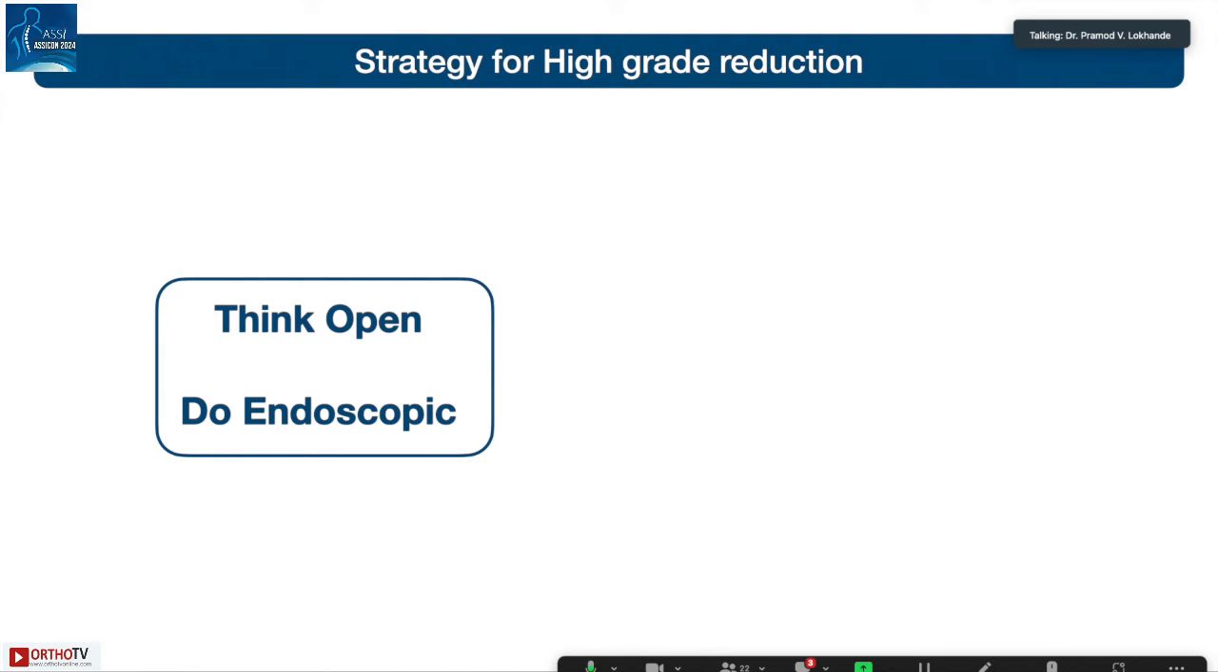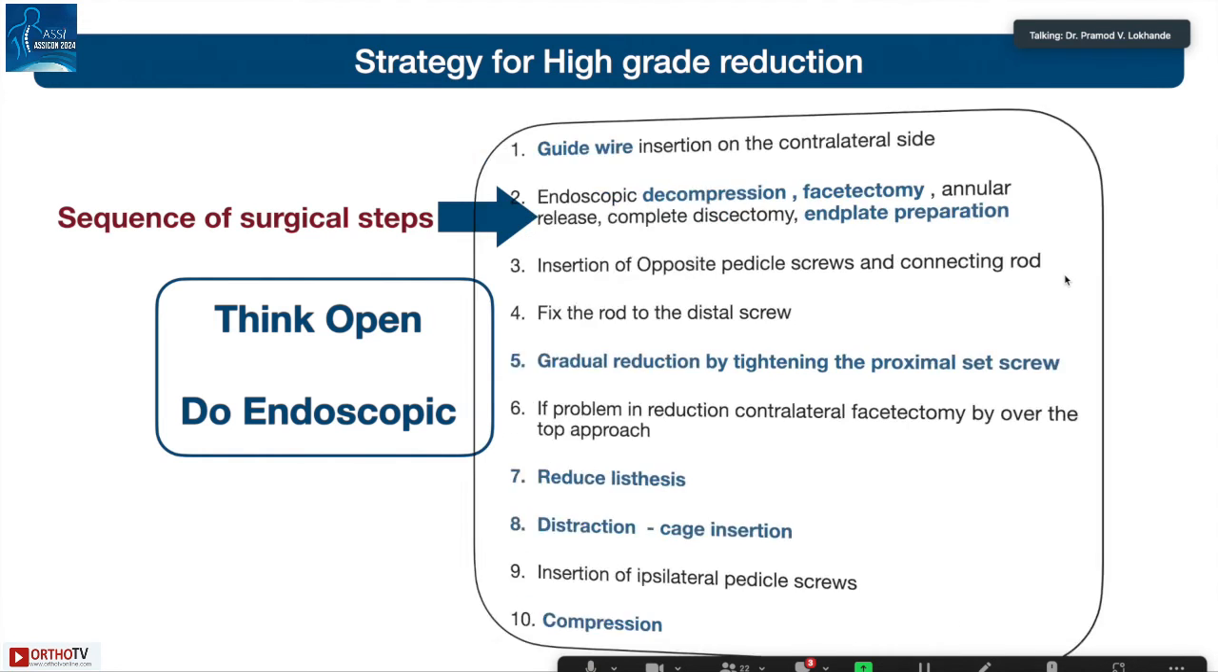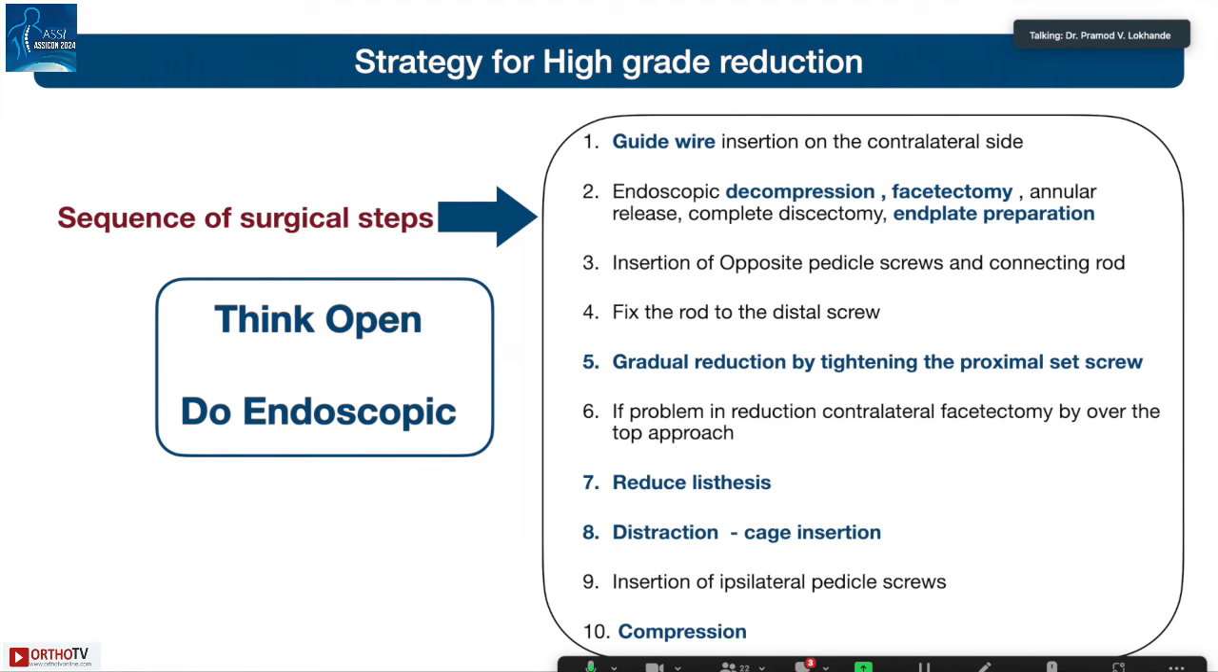My motto in doing endoscopic surgeries, I always like to think like an open surgeon and try to implement the technique by use of an endoscope. So here what I do is I put the opposite side screws first. Then I decompress, I do a complete annular release and a complete discectomy so that the listhesis becomes a little bit mobile. Then you insert the connecting rod on the opposite side.